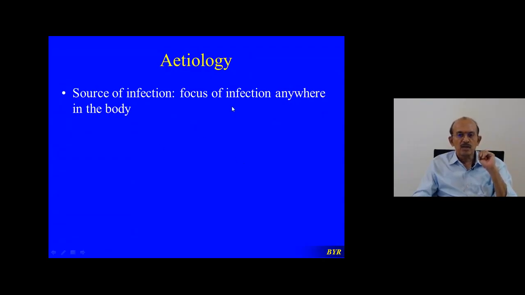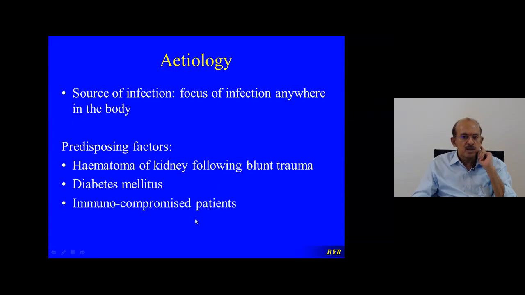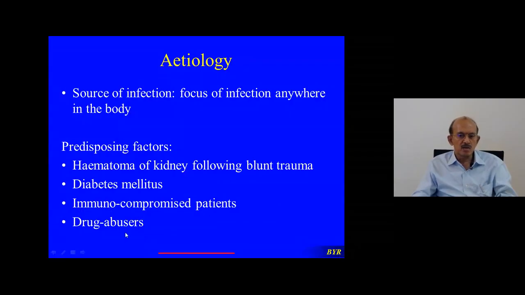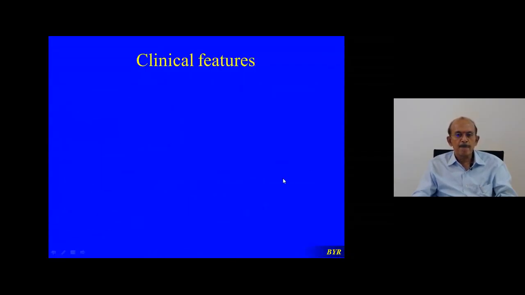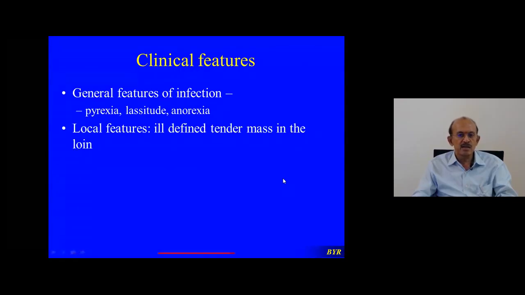Source of infection: a focus of infection anywhere in the body. Normally, Staphylococcus lives as a commensal in the nostrils and in the pharynx, nasopharynx. So there must be some predisposing factors like hematoma of the kidney following blunt trauma, diabetes mellitus, immunocompromised patients, drug abusers. They also have immunocompromisation. Clinical manifestations: there will be general features of infection like pyrexia, lassitude, anorexia. Local features: there will be an ill-defined tender mass in the loin.